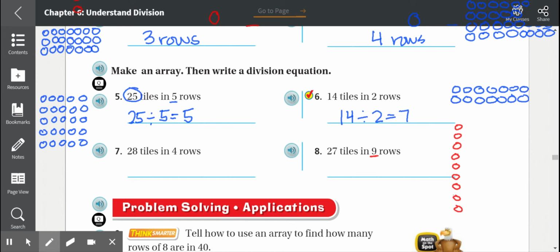Now we're going to do that again until we get to 27. So put another in each row. So that's 9, 10, 11, 12, 13, 14, 15, 16, 17, 18. Do it again. 19, 20, 21, 22, 23, 24, 25, 26, 27. So that's 27 divided by 9 rows equals 3 in each row.